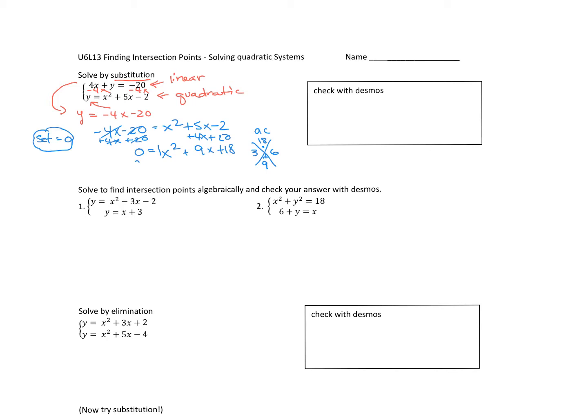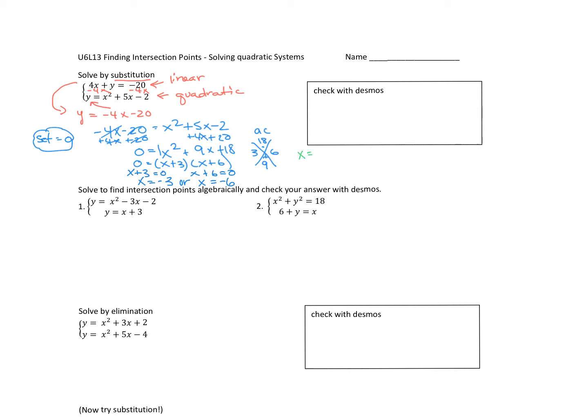So since my A is 1, I can just write the 3 and write the 6 in my parentheses. So now one of these two must be 0 by the zero product property. So I set my x plus 3 equal to 0, and I set my x plus 6 equal to 0, and I get that x equals negative 3, or that x equals negative 6. So those are my two values for x when these two graphs intersect. So now I need to find the two values of y where that happens.